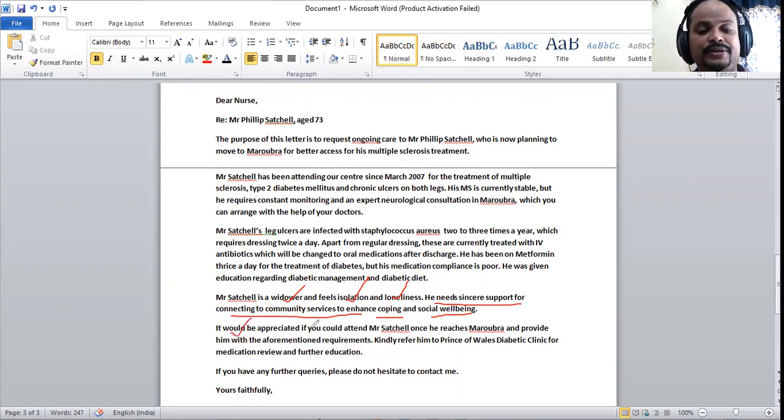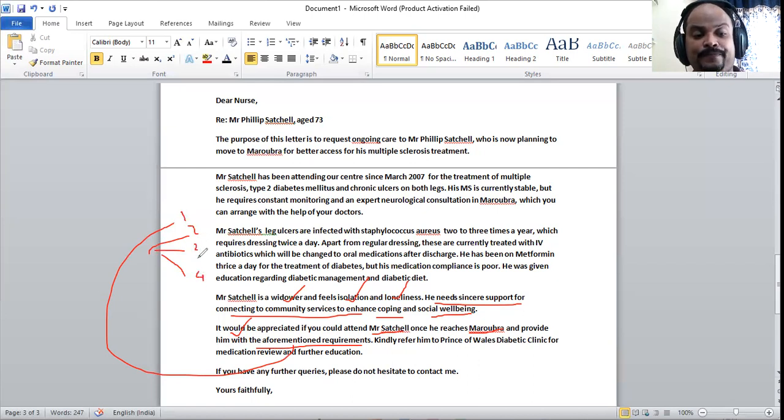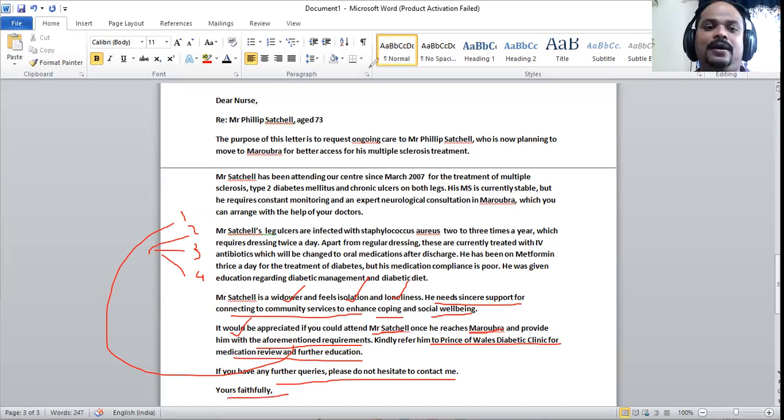It would be appreciated if you could attend Mr. Satchell once he reaches Marobra and provide him with the aforementioned requirements. I have mentioned requirements 1, 2, 3, and 4. Kindly refer him to this particular place for medication review and further education. If you have any further queries, contact me. Yours faithfully, community health nurse.